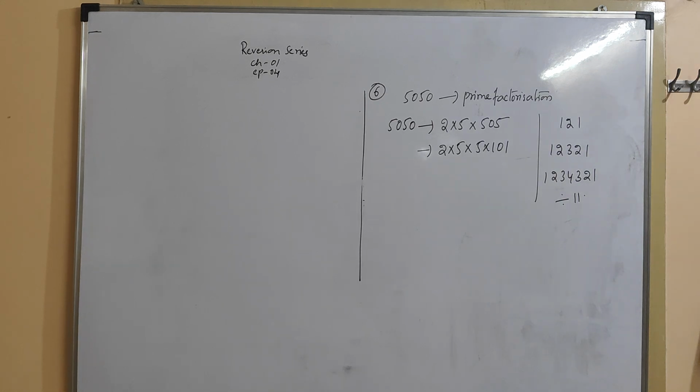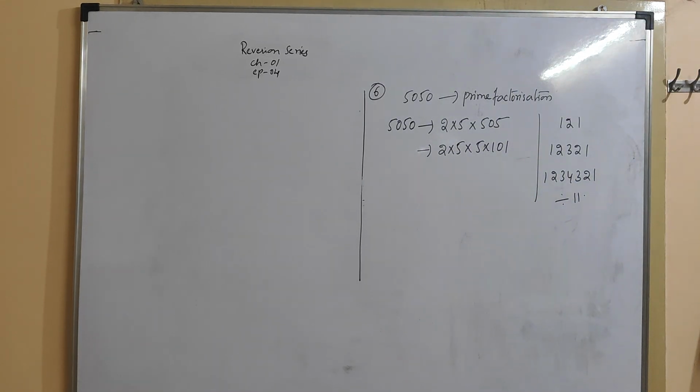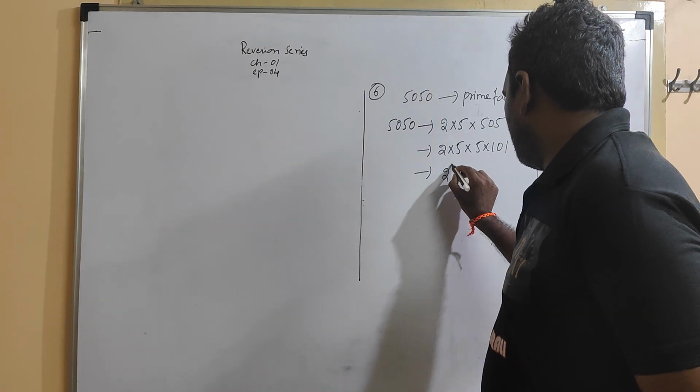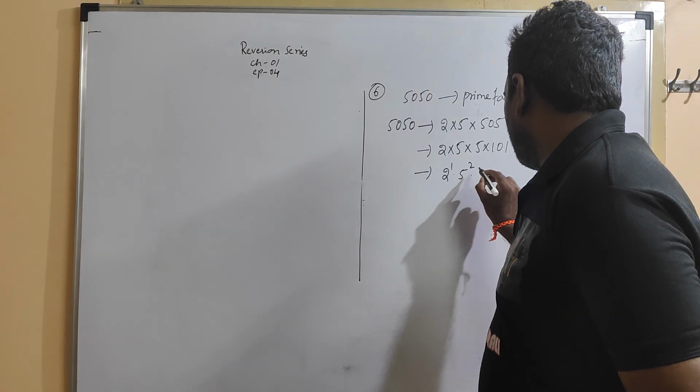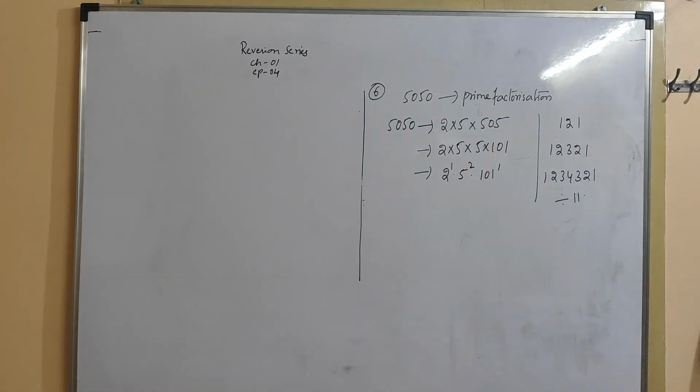11 nines are 99. Correct? 2 will be the remainder. So it is not divisible. And again, 101 is there. 3 table it won't go. Any table it won't go. So prime factorization for this is 2 power 1 into 5 power 2 into 101 power 1. This has to be the answer. Why? Because 101 is a prime number.